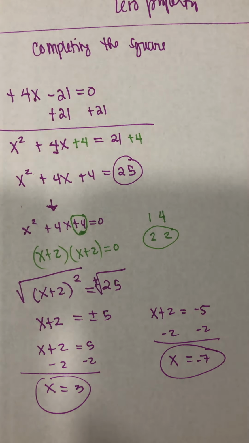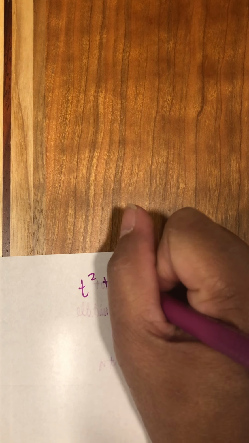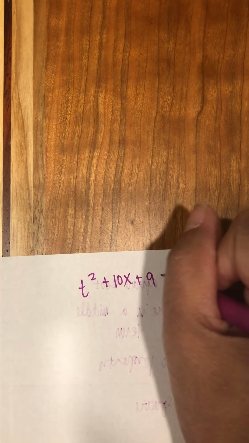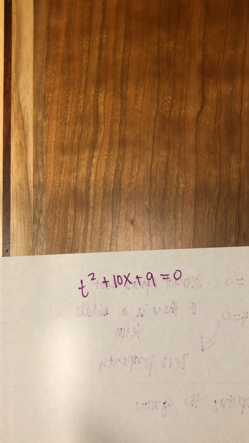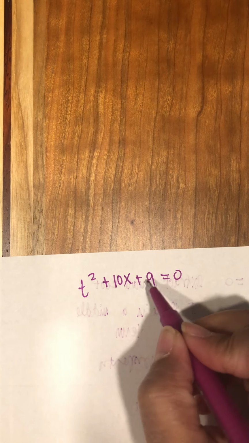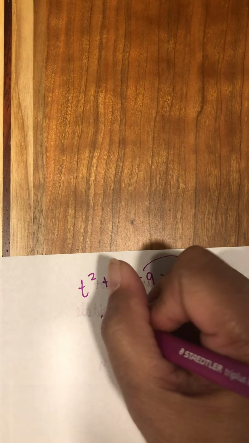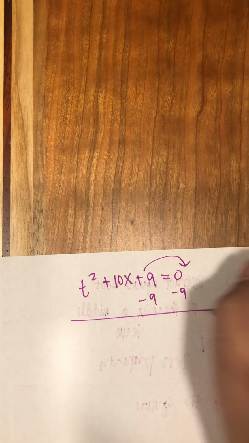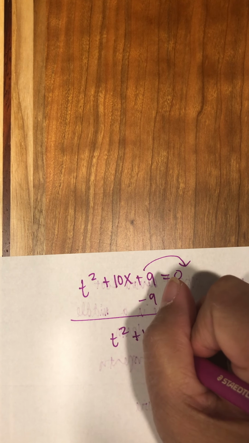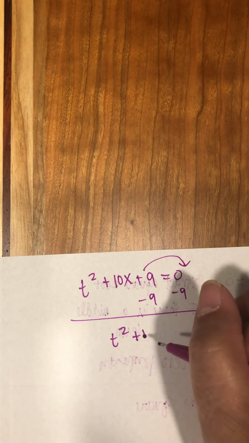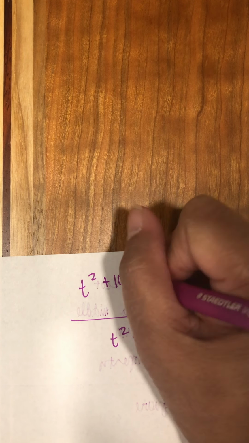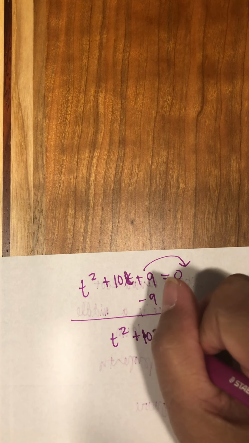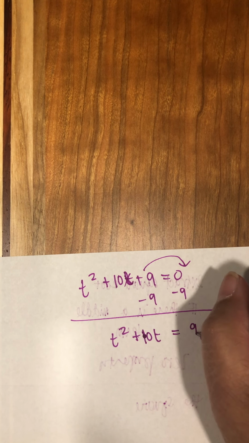Okay? Now let's move on to number 2. So you have t squared plus 10t plus 9 equals 0. Alright? So now we transfer this first over here. So minus 9. t squared plus 10t is equal to 9.